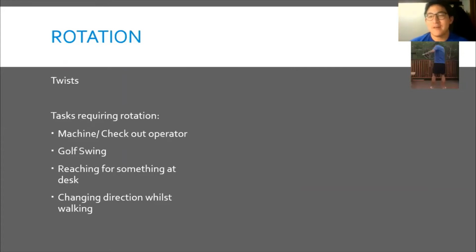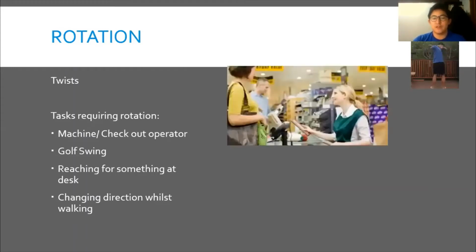Again, got my mate Bryan up there helping us. If we ignore the silly hand gestures, we've got a nice bend through the back, right and left. So that's our rotation or our twisting. So tasks that require rotation would involve, like, a machine or a checkout operator. So you can see this lady in the green there, as she's trying to get the item to scan, she'll be going from right rotation because she's twisting to the right. She'll scan it and then she'll rotate to the left. And so that's going to involve rotation.